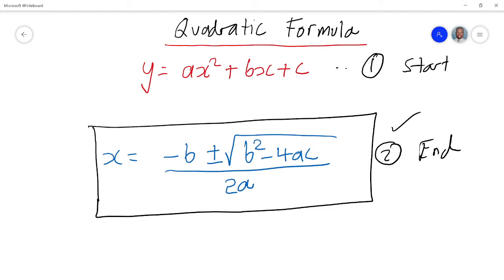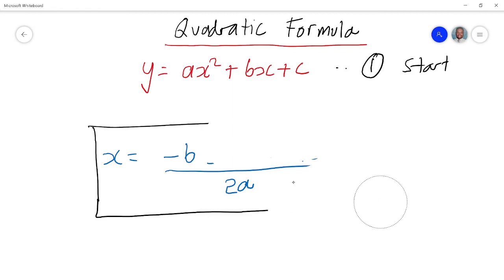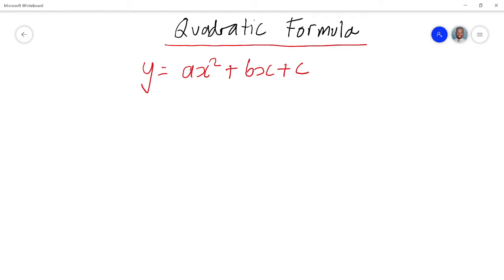So in today's video, like I said before, I'm going to derive this formula. How do we start from y is equal to ax squared plus bx plus c and end at this quadratic formula? Okay, so let's get started. Just to give you a heads up, we follow a step called completing the square. So let's start one by one.